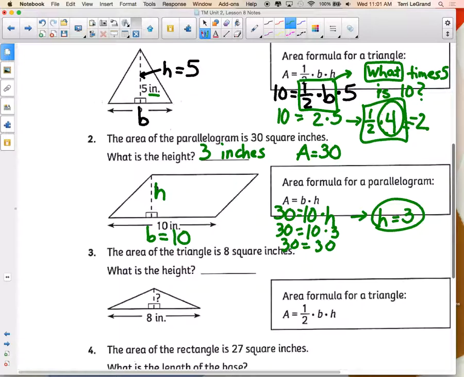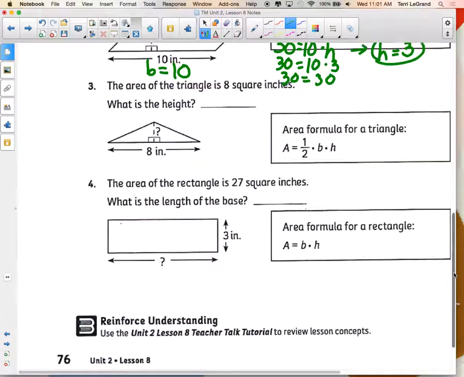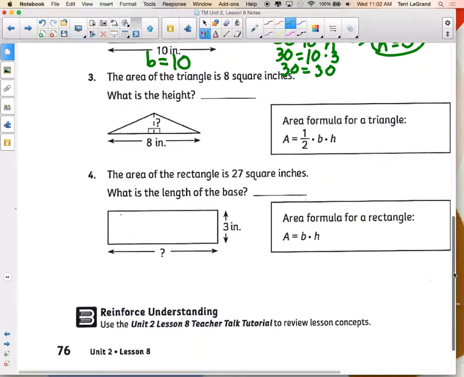Okay, so we need to have an understanding why we label things what we do. Okay, we got a triangle. It says the area of the triangle is 8 square inches. What did they just tell us? A. So we're going to write A equals. What is the height? So we're looking for H, aren't we? What is that other 8 representing? The base. This is our base. B equals 8.